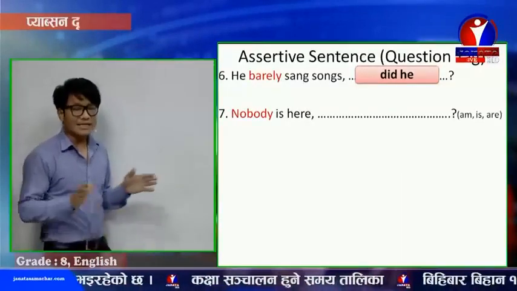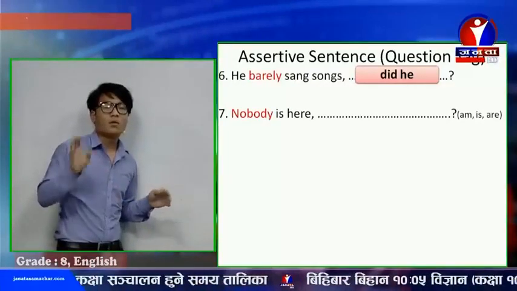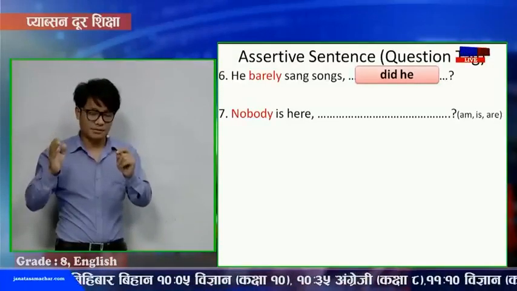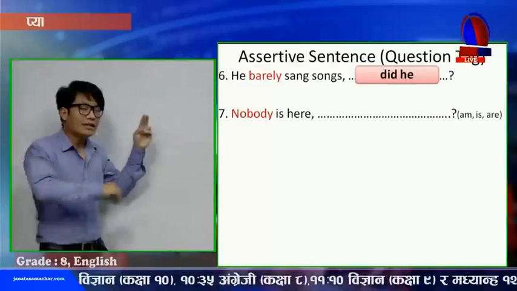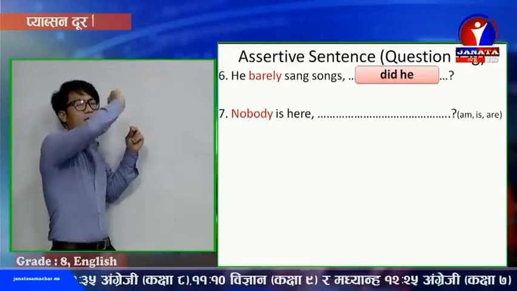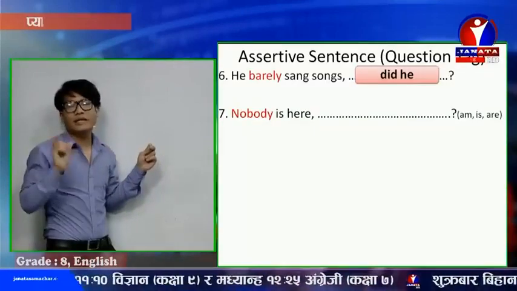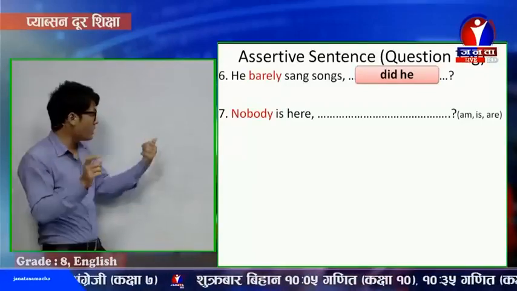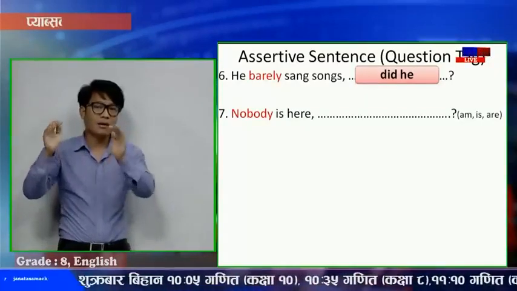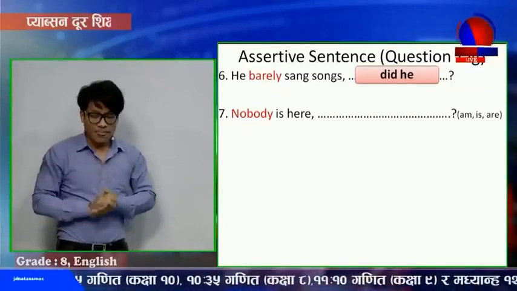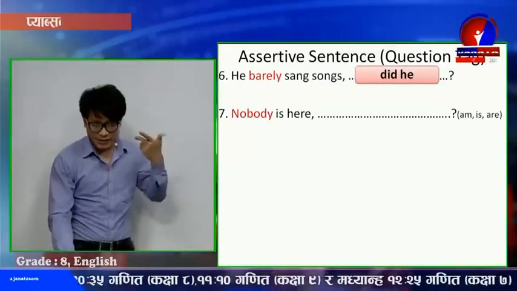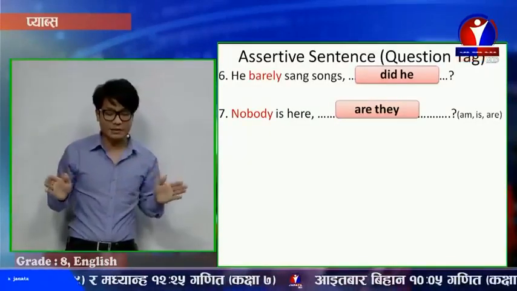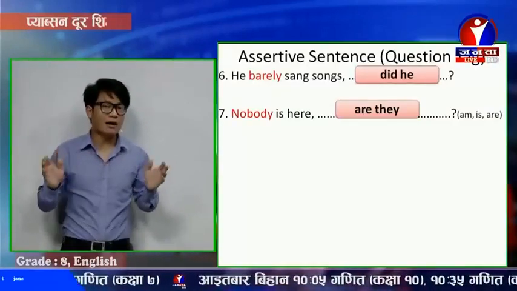Next, nobody is here. When there is an is, obviously there are hidden am and are. Nobody is a vague subject, and this vague subject should be changed into the pronoun they. As I have told you, even on the screen you can see there is a hidden are with they. So nobody changes into they, and they take are. So: nobody is here, are they?